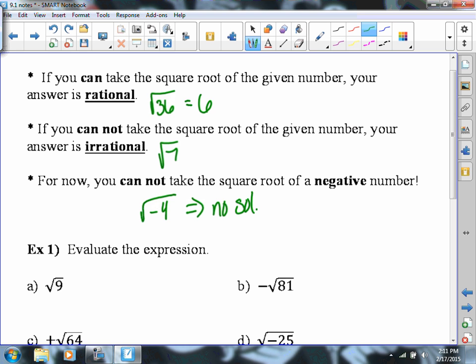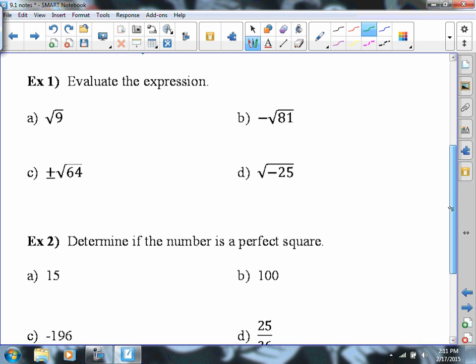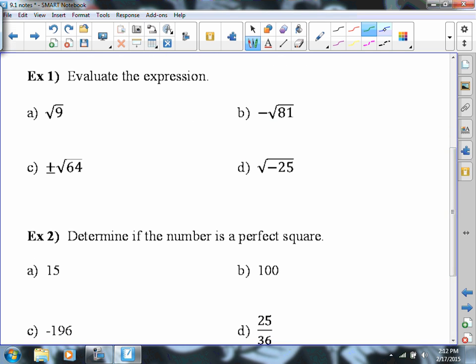Okay, so let's talk about some basics here where we're just going to evaluate some expressions. Now when you take the square root of 9, you have to think, okay, what number times itself will get me 9? And that number is going to be 3. Now I think I mentioned before how when you take the square root of a number, technically you get 2 answers. There's a positive one and a negative one. So if you wanted to write this as plus or minus 3, that would be correct as well.